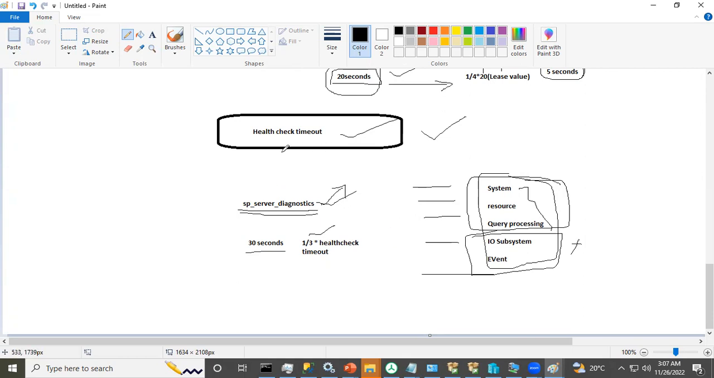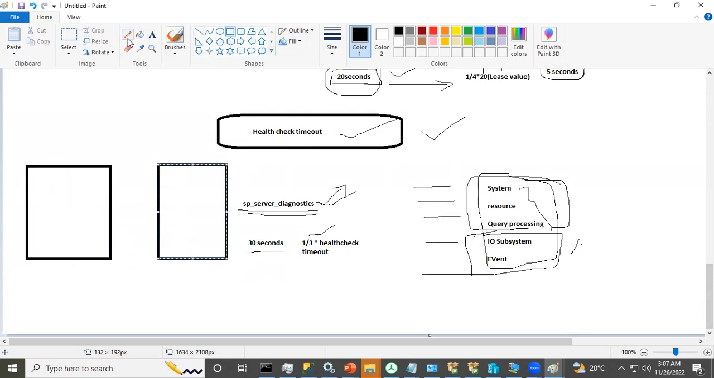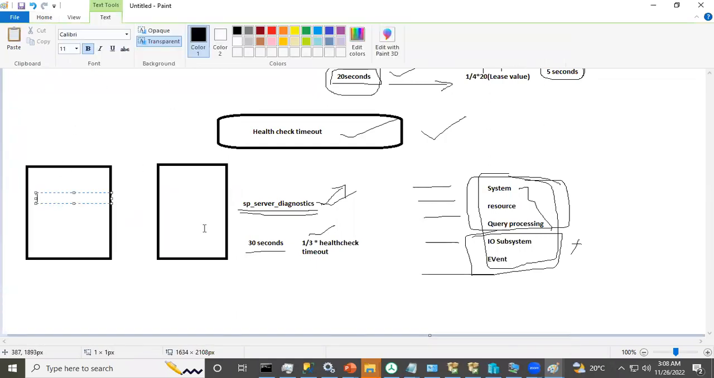Then it informs rhs.exe, and rhs.exe triggers a failover, or notifies the Windows cluster, and the failover happens. So how does this connection happen? For example, you have rhs.exe, you have something called the hadr resource DLL, and you have SQL Server.